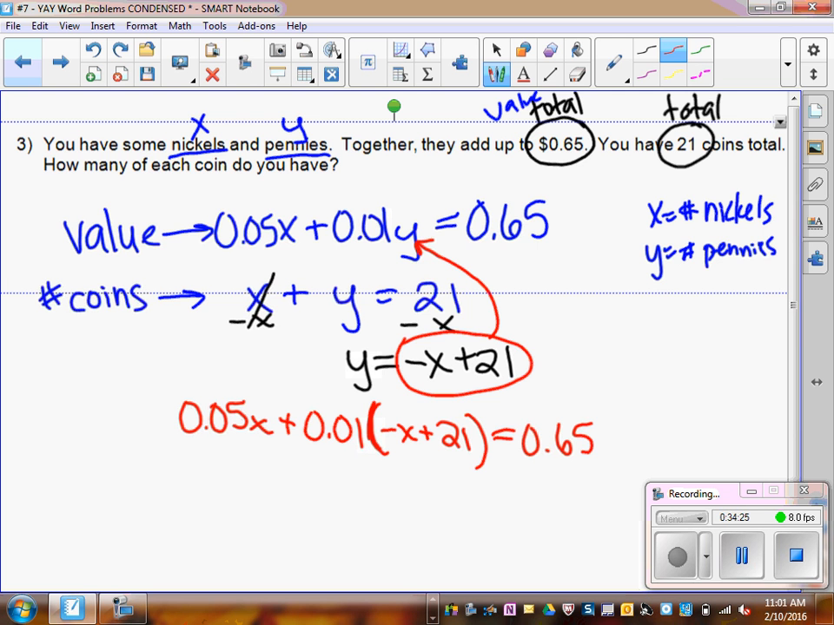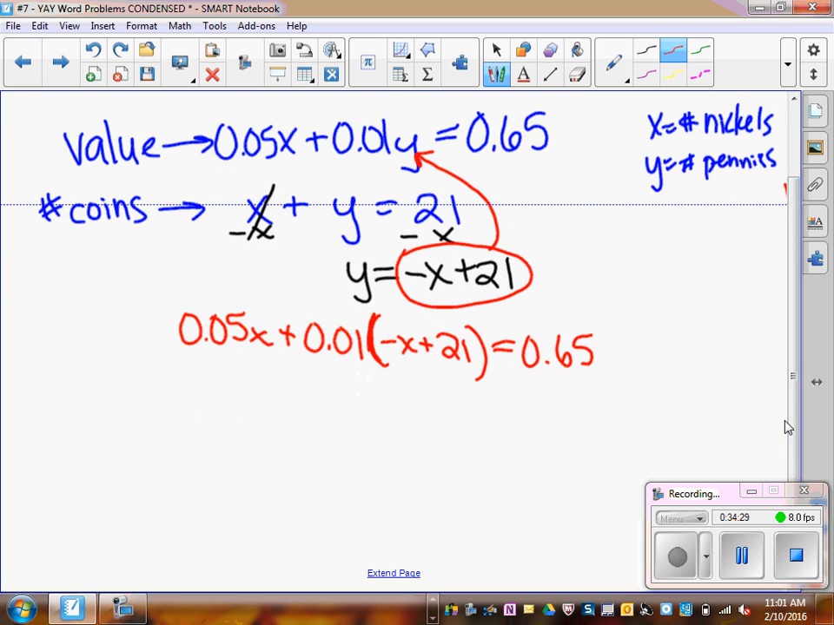Distribute. Again, we're distributing. Whenever we have those parentheses, we can get rid of those pesky parentheses. You might need your calculator for this. So 0.05x plus, oh, that becomes a negative, doesn't it? Plus a negative is minus 0.01x. And what's 21 times 0.01?